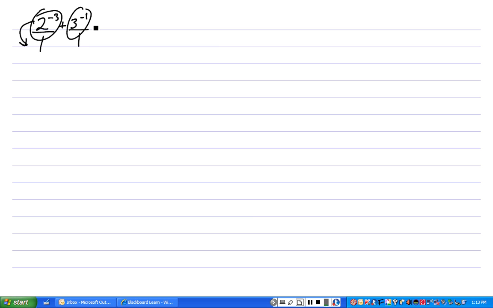Bring that down to make my exponent positive. Bring that down to make my exponent positive. So now what I'm really looking at is 1 over 2 to the positive 3 plus 1 over 3 to the positive 1.